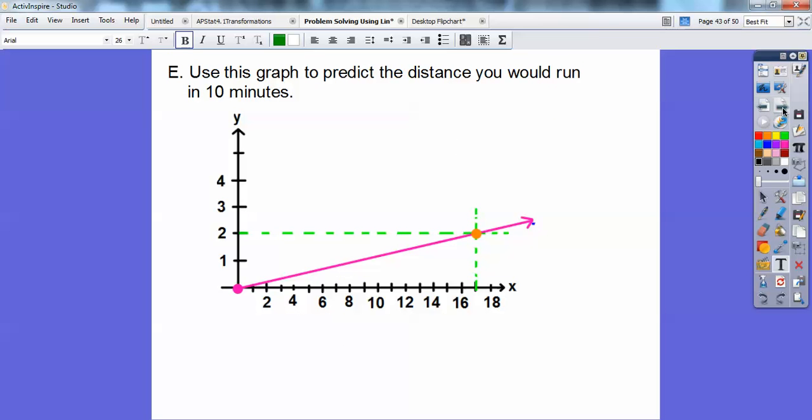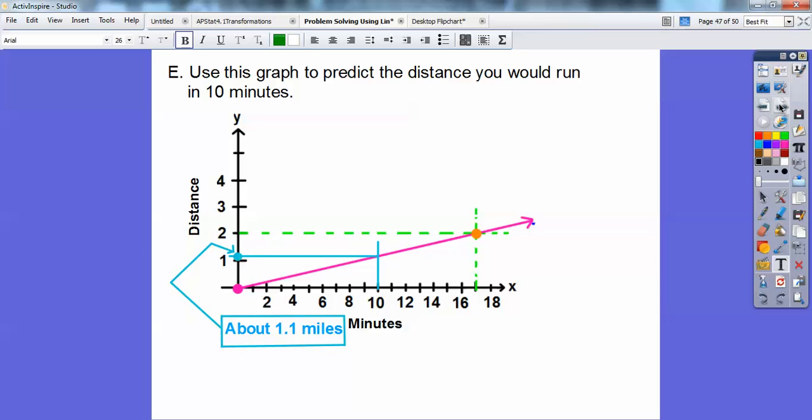All right, so this section says use this graph to predict the distance you would run in 10 minutes. Remember, this is my minutes down here. This is my distance. So if I go 10 minutes and go straight up, you guys, and I just drew a line straight up, and then go straight over, that'll tell me right about there, it's a little bit past 1 mile. It's not even quite 2 miles. I'm going to guess about 1.1 miles.